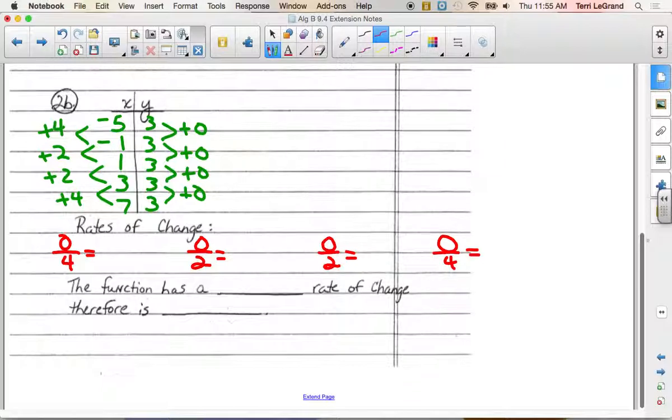What are the rates of change? All of them? Yeah, when we're dividing into zero, that's when it's on the top, or zero divided by something other than itself, you will always get zero. So, can we have a zero rate of change, do you think? Yeah, so it's still a constant rate of change, isn't it? It's constant zero.